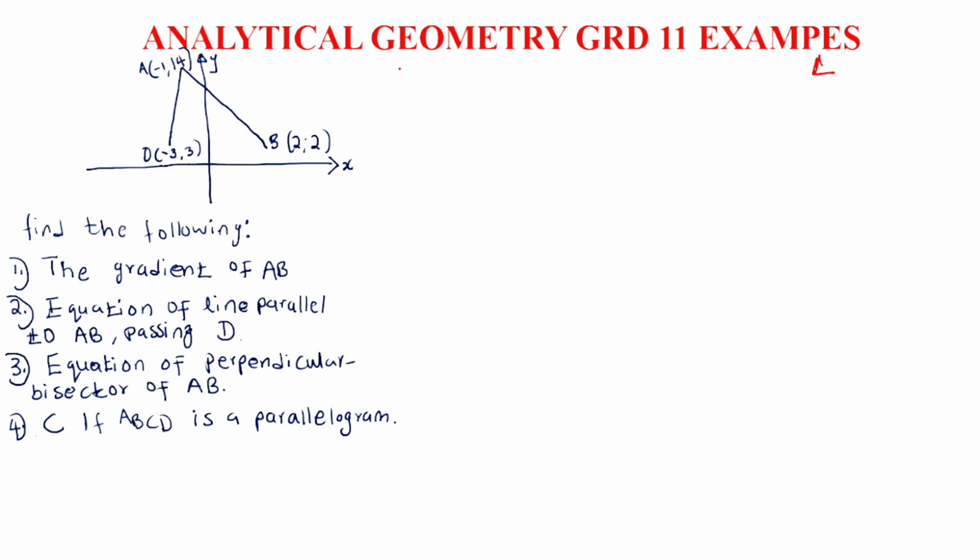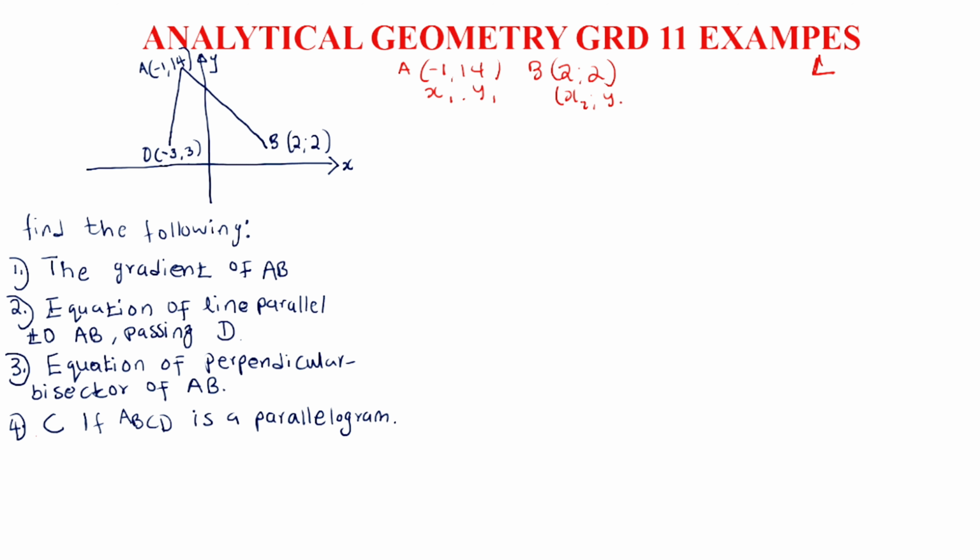AB. Let's write the coordinates of A here. It's (-1; 14). And then the coordinates of B, it's (2; 2). Okay, so we know this is X. I'm just going to mark them. This is X1, this is Y1. Very, very important what I'm doing now, guys.